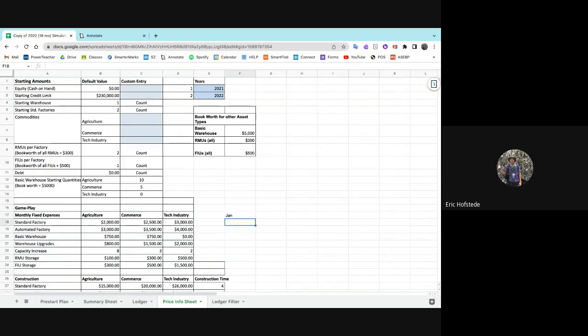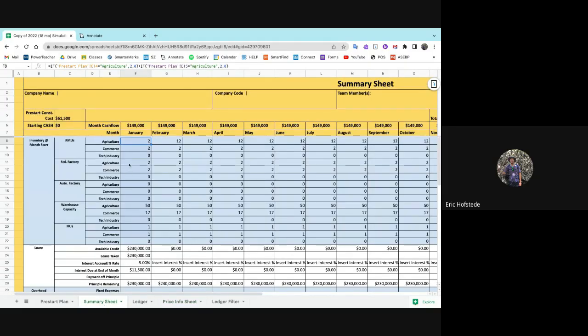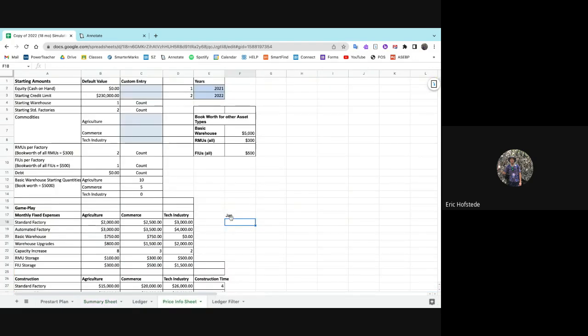So for January, I know from my summary sheet, we'll start with the standard factories, that I have 2 agriculture and 2 commerce. So I'll go into my price info sheet, and I'm going to do a little equation here. This is going to be equal to the cost of my agriculture standard factory times 2, because I have 2 of them, plus the cost of my commerce factory standard times 2. And when I hit enter, it's actually already calculated how much those 2 and those 2 will add up to.